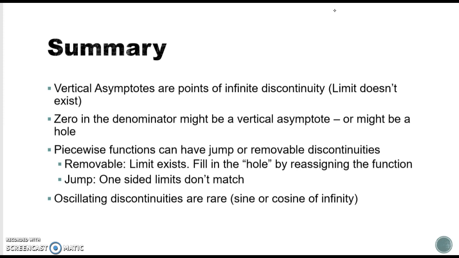Piecewise functions can have jump or removable discontinuities. Removable means that the limit exists, and you can fill in the hole by reassigning the value of the function there. A jump discontinuity means that the one-sided limits don't match, and you can't just fill in a hole to fix it. Oscillating discontinuities are rare, but it means that you've tried to take the sine or cosine of infinity.